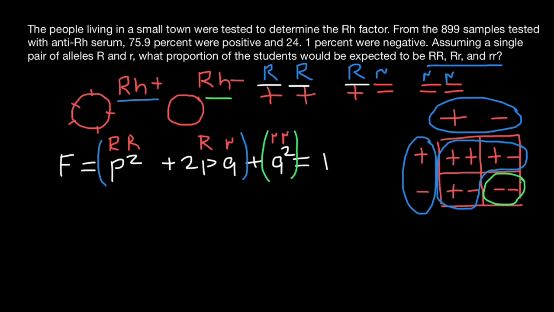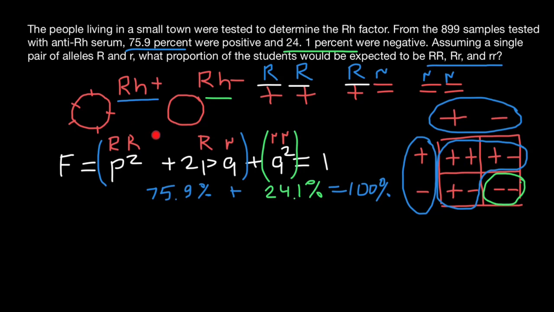What we know is that people who belong to the Rh negative group are 24.1%. That means the other people, who belong to the homozygous dominant and heterozygous genotypes, both make one phenotype, Rh positive, which is 75.9%, as already given. If we add these two numbers, we get 100%.